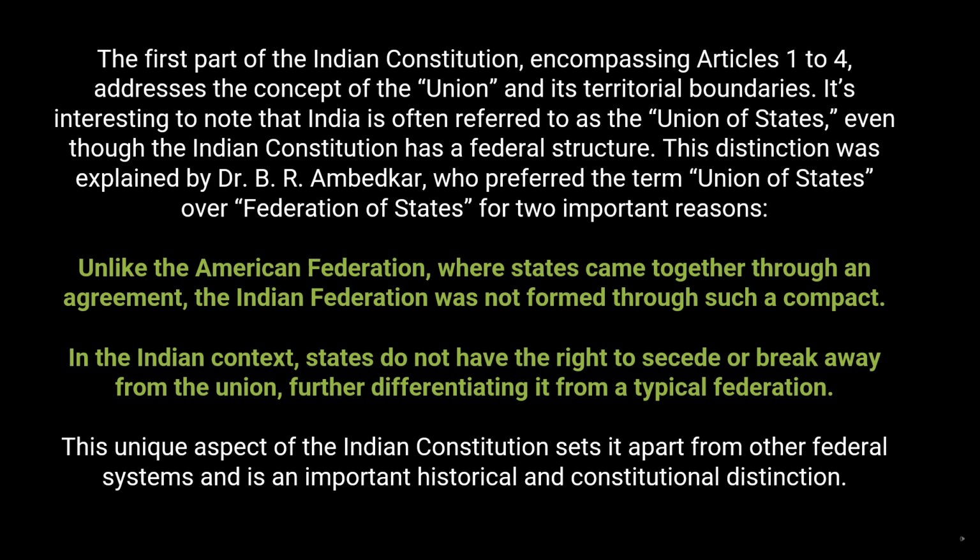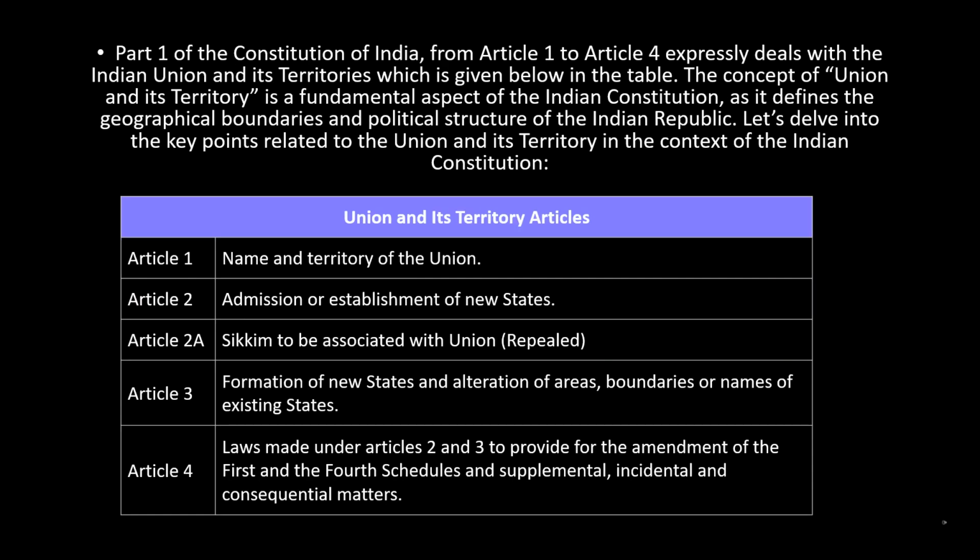constitutional distinction. Part 1 of the Constitution of India, from Article 1 to Article 4, expressly deals with the Indian Union and its territories, which is given below in the table. The concept of Union and its territory is a fundamental aspect of the Indian Constitution, as it defines the geographical boundaries and political structure of the Indian Republic. Let's delve into the key points related to the Union and its territory in the context of the Indian Constitution.